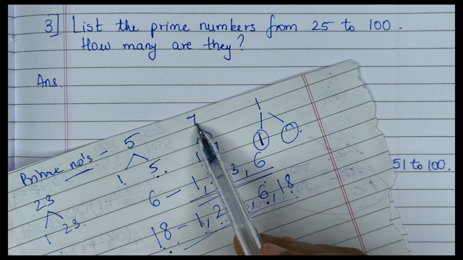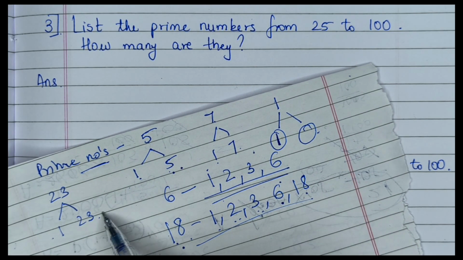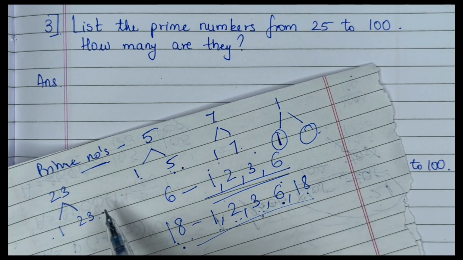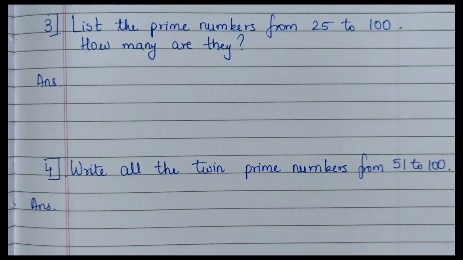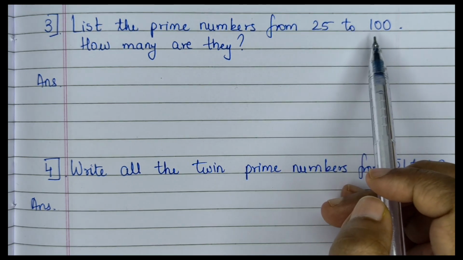Same way, factors of 7, 1 and 7. 23, 1 and 23, means they do not have any other factors other than 1 and the number itself. So such numbers are said to be prime numbers. Understood what the prime numbers are? Now we don't want those small ones, we just want from 25 to 100.